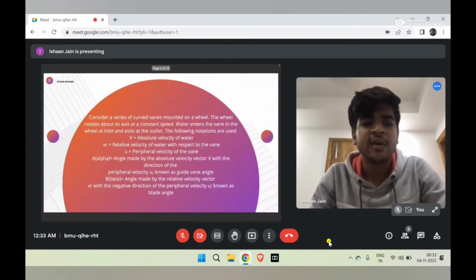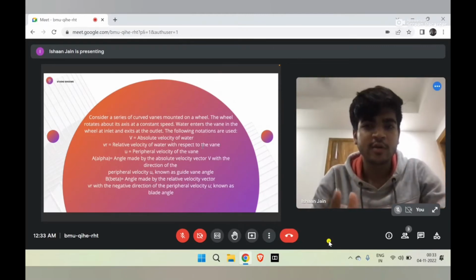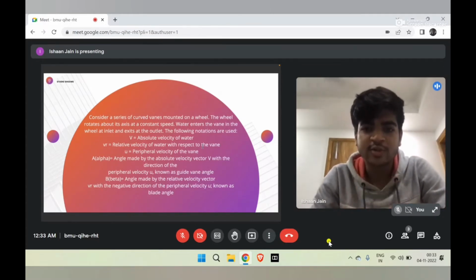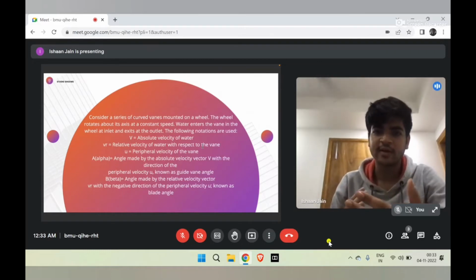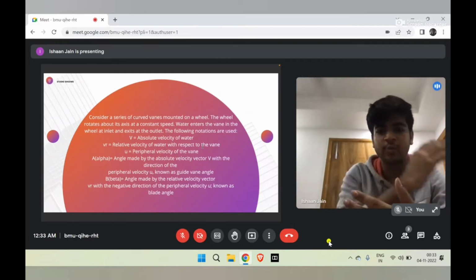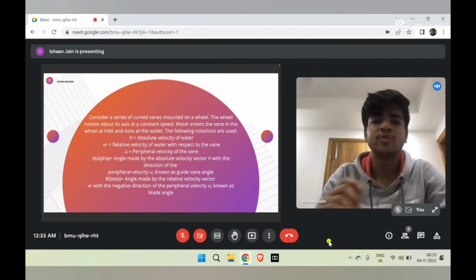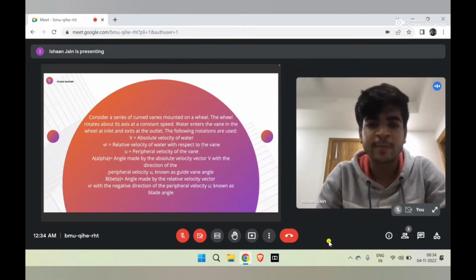Okay, so next, for construction of the velocity triangle, we'll consider a series of curved vanes mounted on a wheel. The wheel will constantly rotate on its axis at a constant speed. Water will enter the vane at the inlet section and exit from the outlet section. When we draw the diagram, there are some notations that we use.